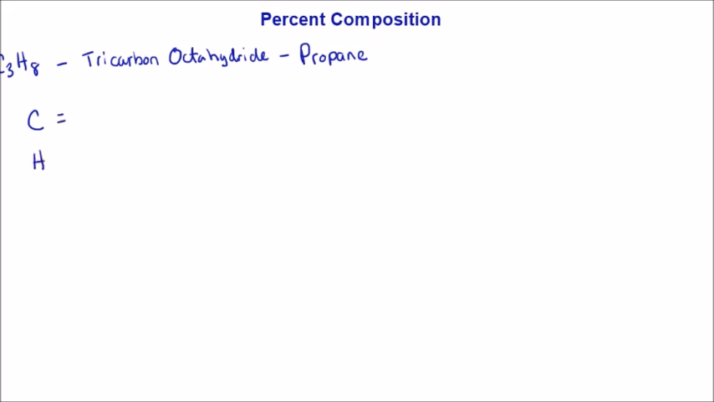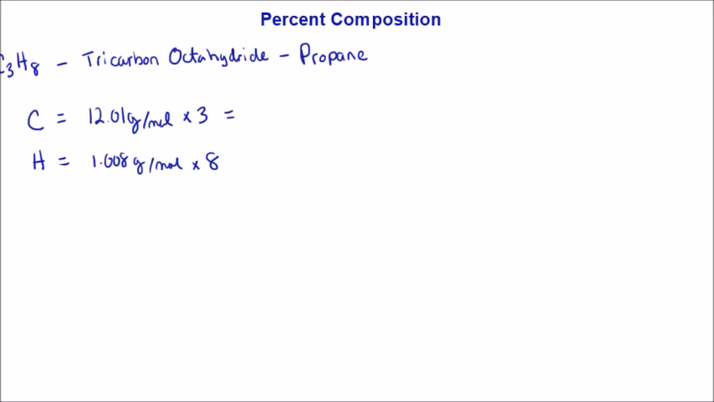And then we're going to look at the molar mass off the periodic table of each of these. So carbon is going to be 12.01 grams per mole. Hydrogen is going to be 1.008 grams per mole. Then you look at the subscript to see how many carbons and how many hydrogens do I have. In this case, you have 3 carbons and you have 8 hydrogens.